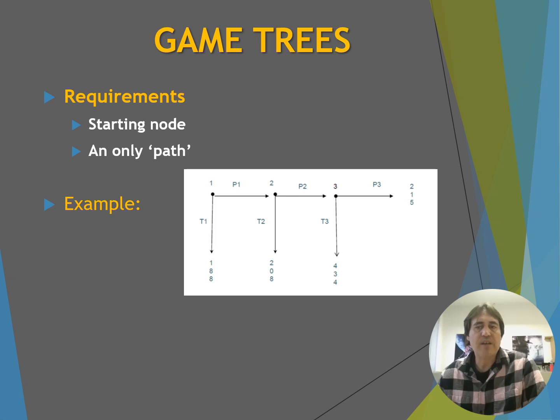At the starting node, player 1 moves first, choosing between continuing the game, C1, or ending it, E1. If the latter, players 1, 2, and 3 receive respectively utilities of 1, 8, and 8. If 1 continues, then player 2 chooses between continuing the game, C2, or ending the game, E2, leading to a payoff vector of 2, 0, and 8. If player 2 continues, finally player 3 can choose between the payoff vectors 2, 1, and 5, or 4, 3, 4.